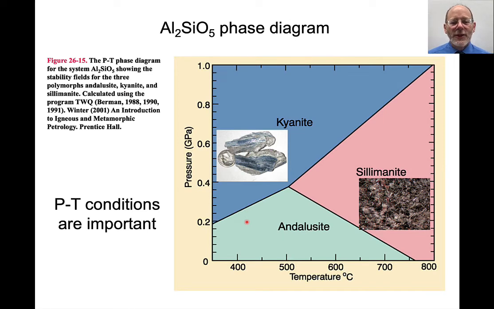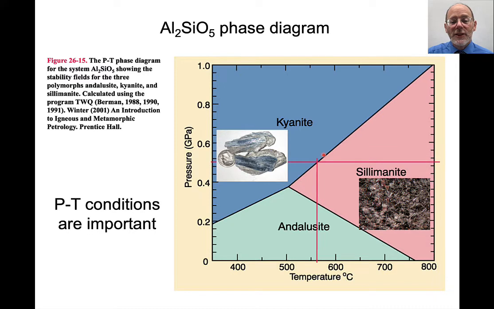Now, why do we care about this? Well, it turns out that the stability fields of these different minerals can help us understand the pressures and temperatures at which rocks form. So, for example, let's imagine that you knew independently that the temperature in a rock was 560 degrees. We have many different thermometers for determining temperatures in rocks. So let's just imagine we apply one of those to a rock and we find that the temperature is 560 degrees. How do we know what the pressure is?